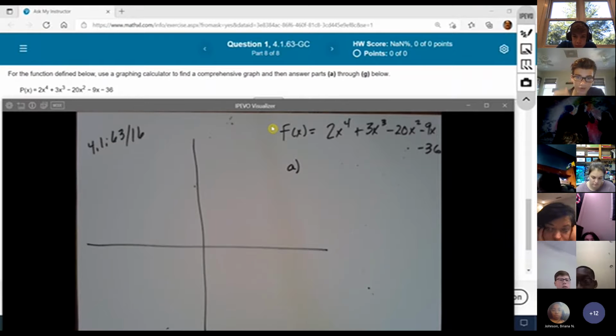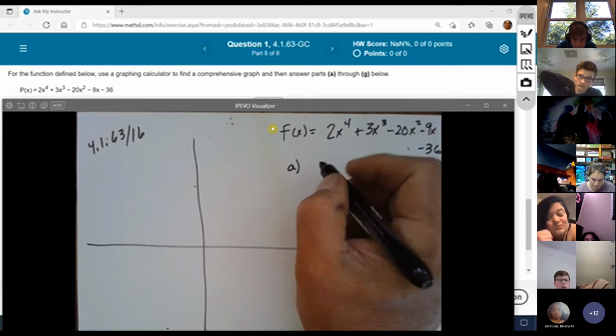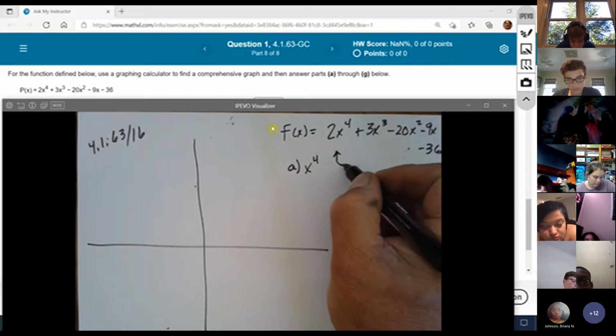Well, it's a quartic function. It's a quartic function, meaning parabola-like. So it's x to the fourth. So that means both ends are going to be going in the same direction.